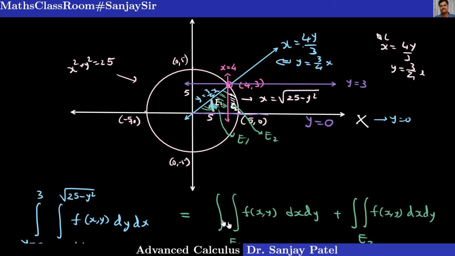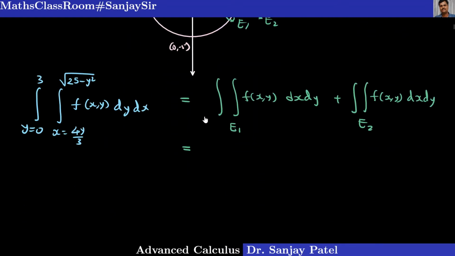So for the first region, y varies from the x-axis to the line y equal to 3 by 4 x. Let me write the limits of integration for the region E1. y changes from 0, that is the x-axis, to y equal to 3 by 4 x, of f(x, y) dx dy, and the limits of the variable x are constants.